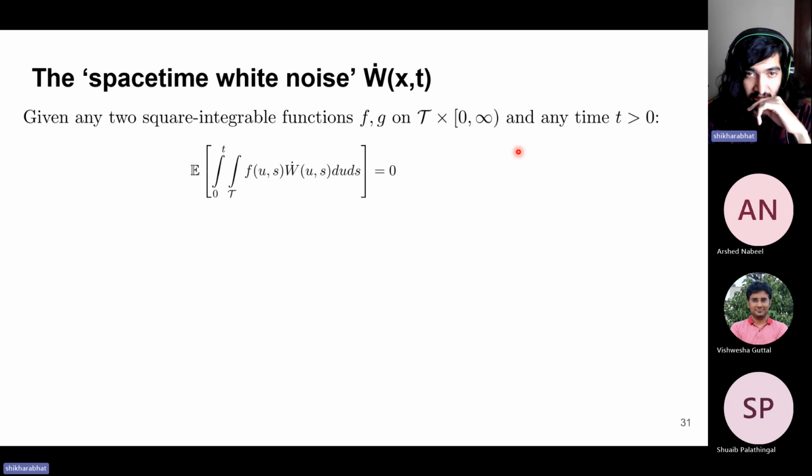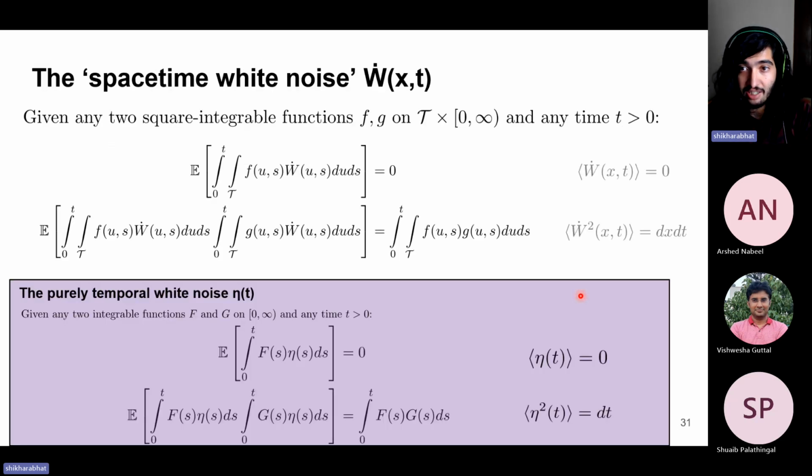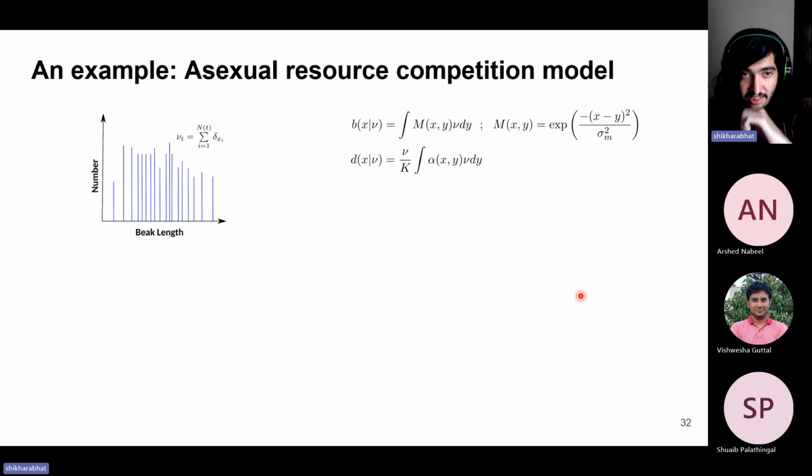This gives us now a continuous description of how our density field changes in terms of a stochastic partial differential equation. Let me give you an example to see what this pipeline might look like using asexual resource competition. In the discrete case, that is at the exact individual level, let's assume that this is the birth and death rate we have. And I will explain what this is supposed to mean.